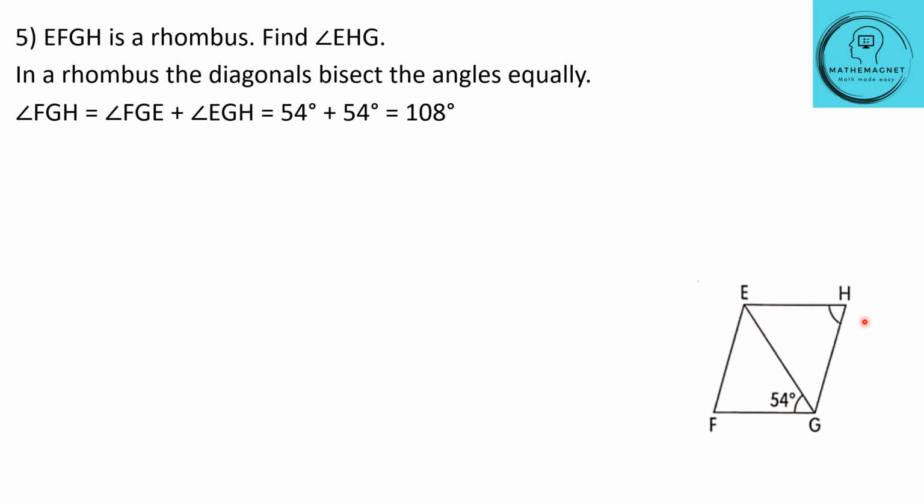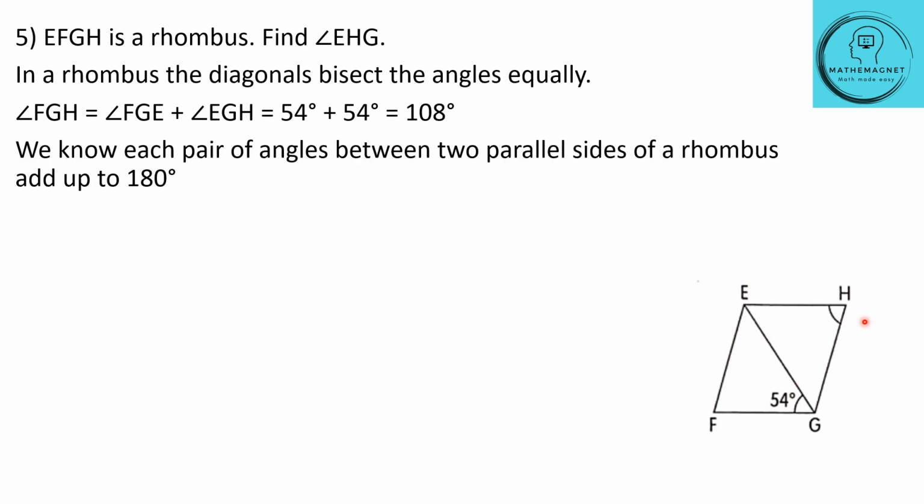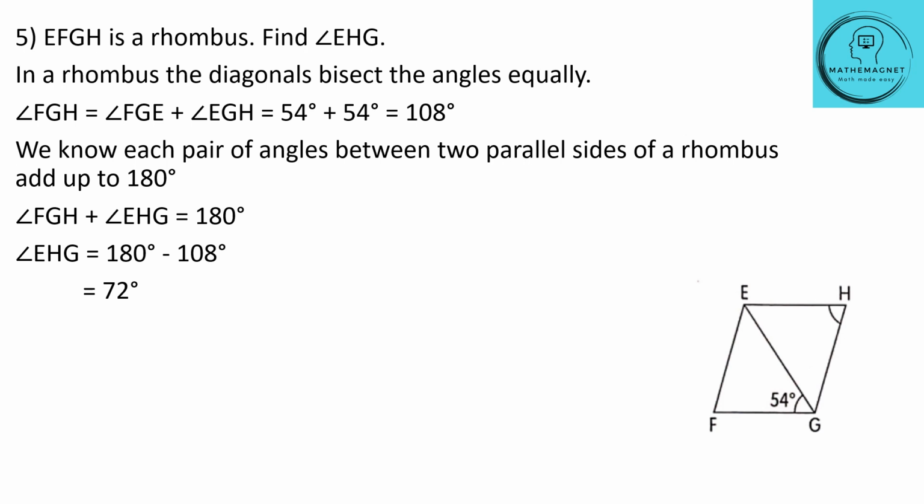Now what is the next property of the rhombus? We know each pair of angles between two parallel sides of a rhombus will add up to 180 degrees. That is, FGH plus EHG will be equal to 180 degrees. Now we know FGH is already 108 degrees, and we can find EHG by subtracting 180 minus 108 degrees, which is equal to 72 degrees. So the unknown angle EHG will be equal to 72 degrees.